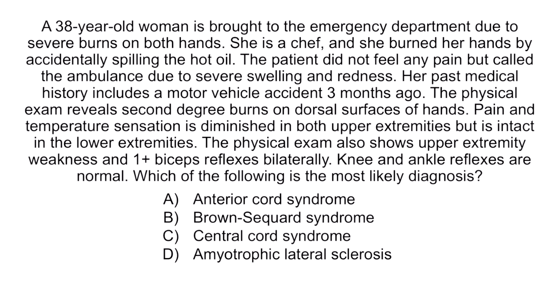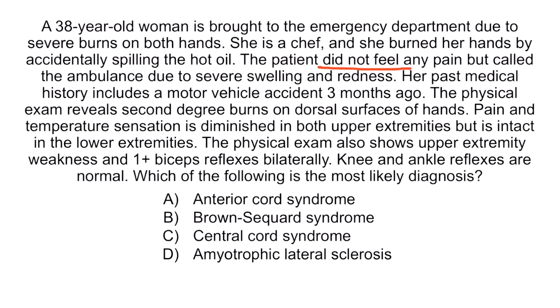Pain and temperature sensation is diminished in both upper extremities but is intact in the lower extremities. Physical exam also shows upper extremity weakness and 1+ biceps reflex bilaterally. Knee and ankle reflexes are normal. Which of the following is most likely the diagnosis? A. Anterior cord syndrome. B. Brown-Séquard syndrome. C. Central cord syndrome. Or D. Amyotrophic lateral sclerosis.